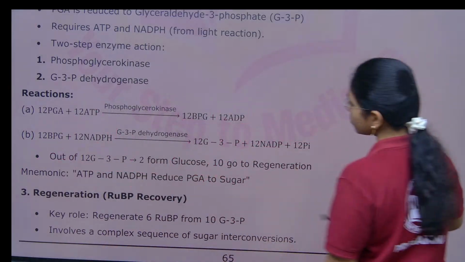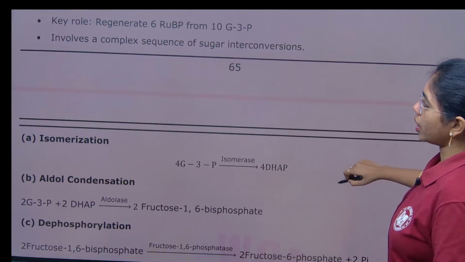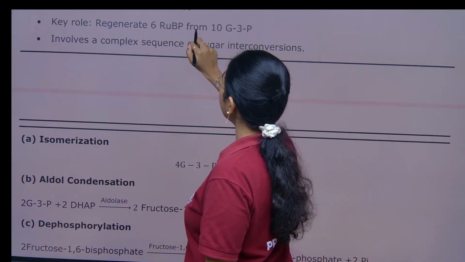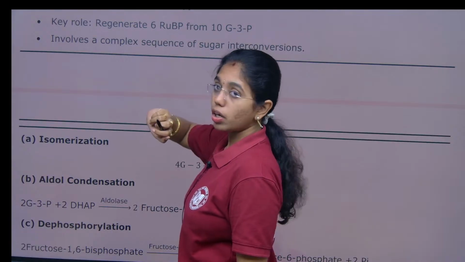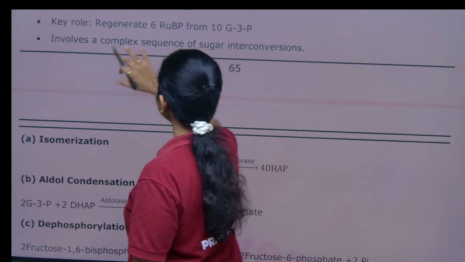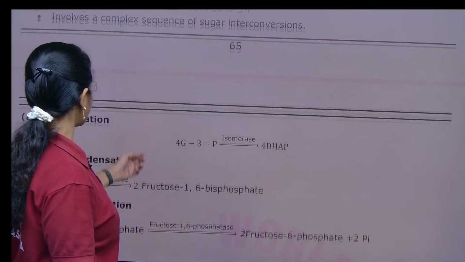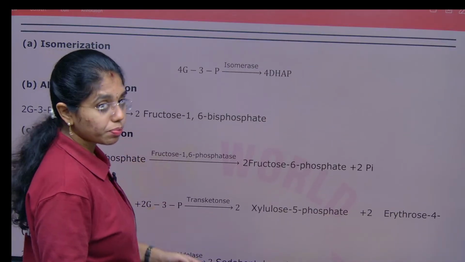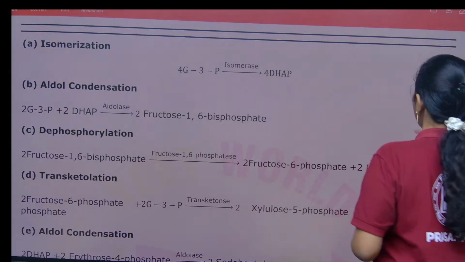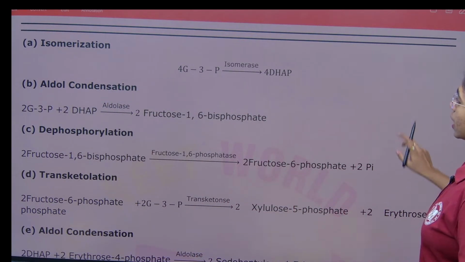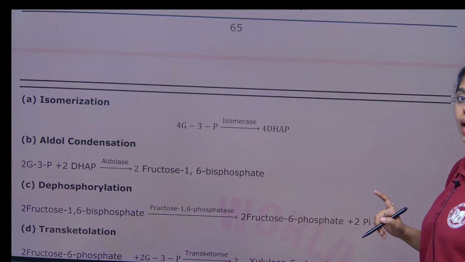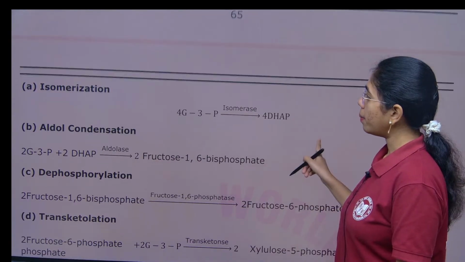Okay. Next, if you see, regeneration. The key role of regeneration is that 6 RuBP will form from 10 glyceraldehyde 3-phosphate. This involves a complex sequence of sugar interconversions. So, it involves 7 steps of reactions in the regeneration, where 10 molecules of glyceraldehyde 3-phosphate can give what? 6 RuBP, wherein one molecule of G3P has how many carbons? 3 carbons. Okay. Remember that carefully.